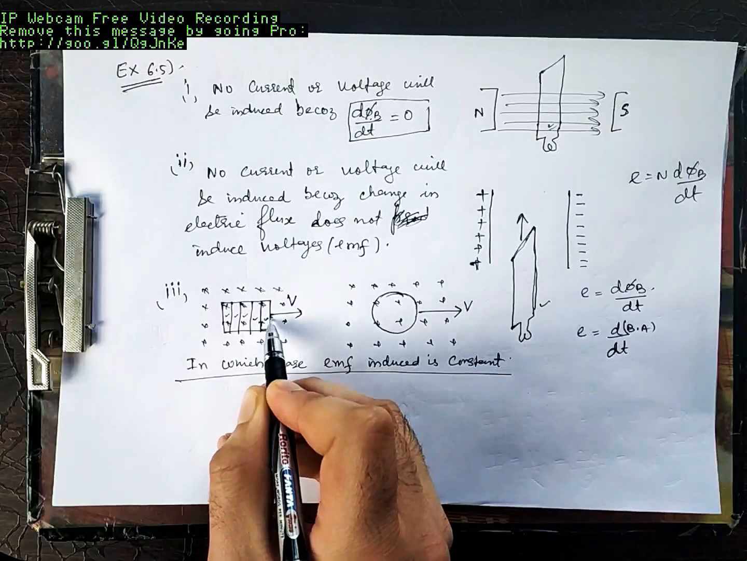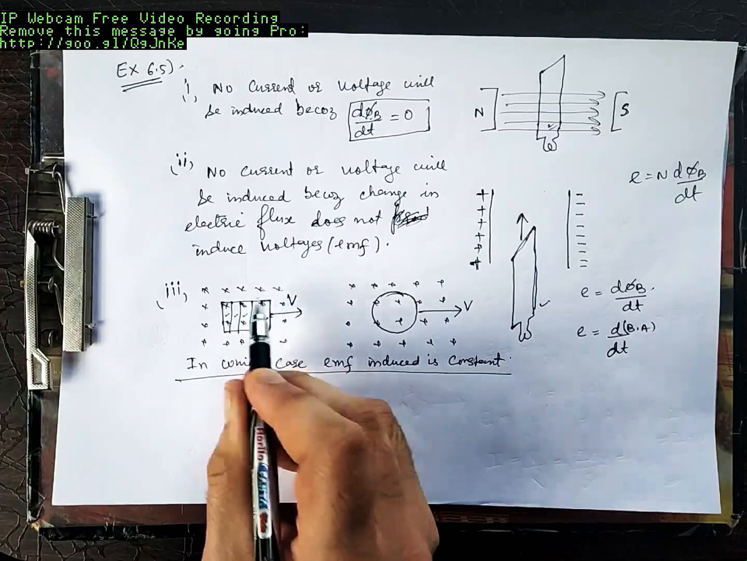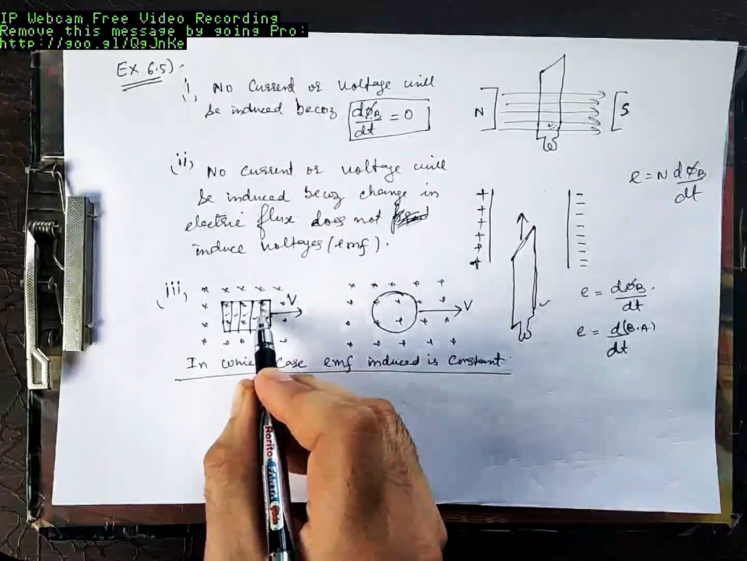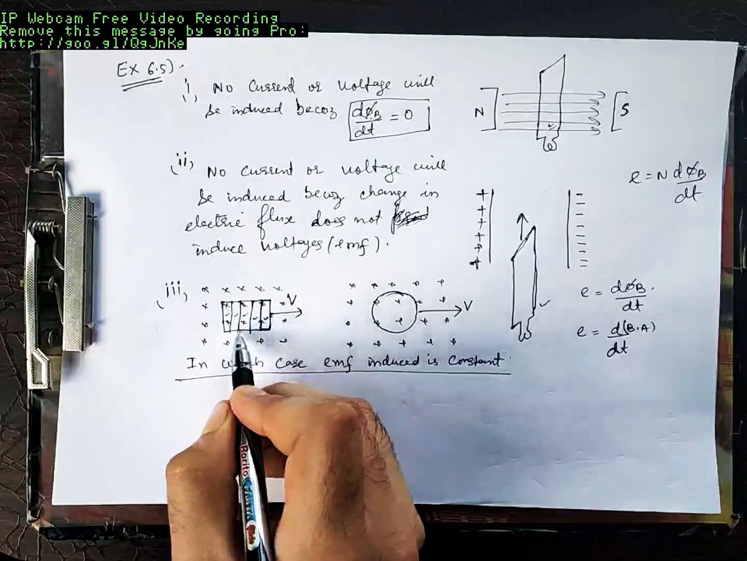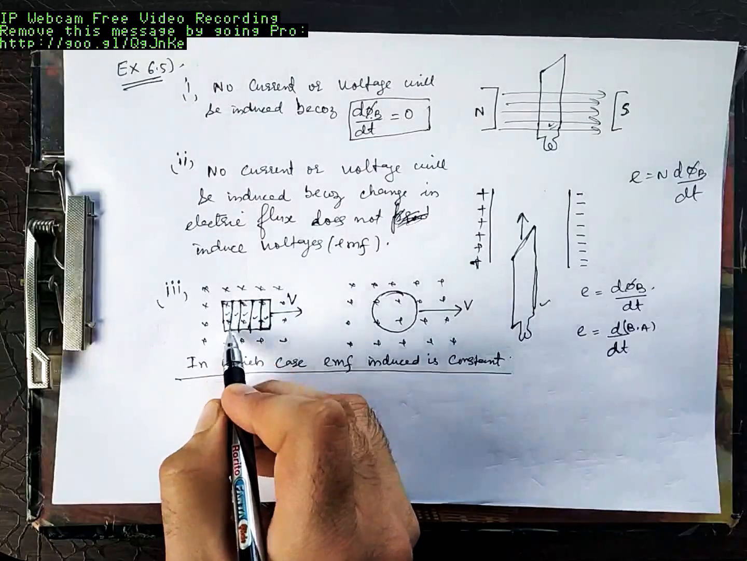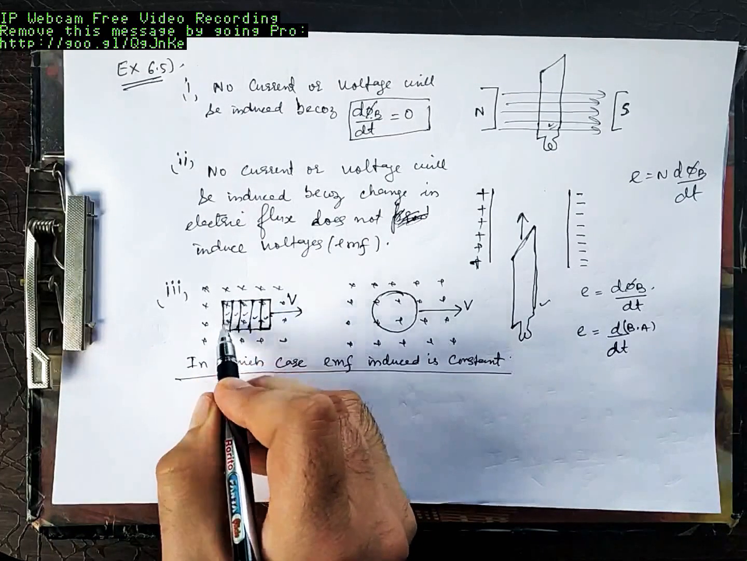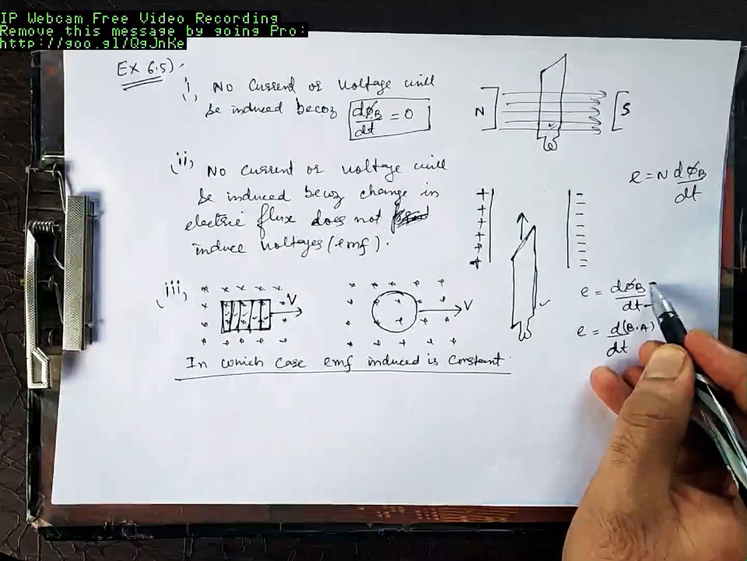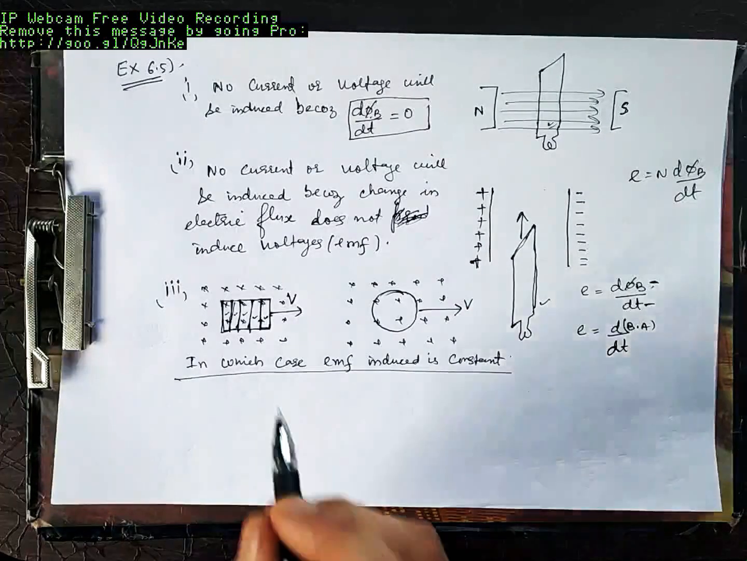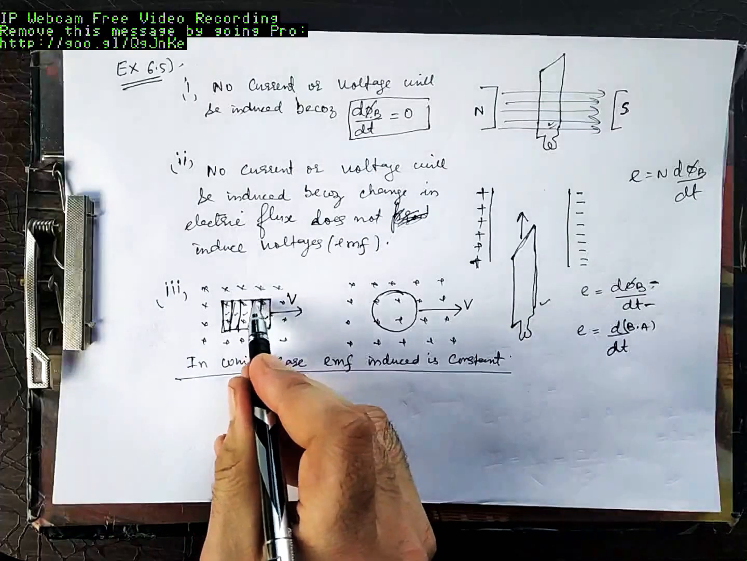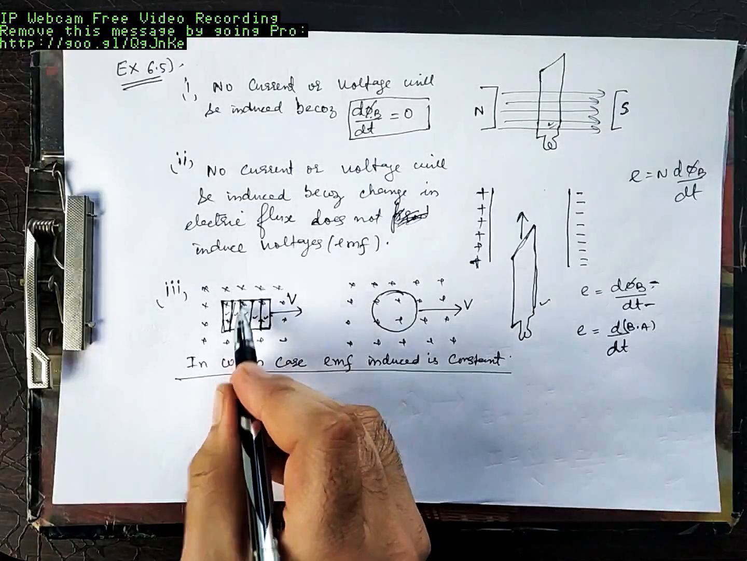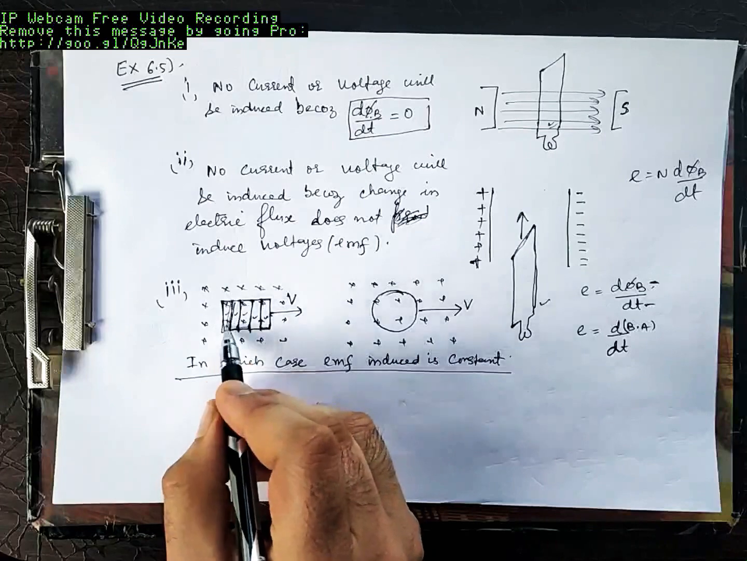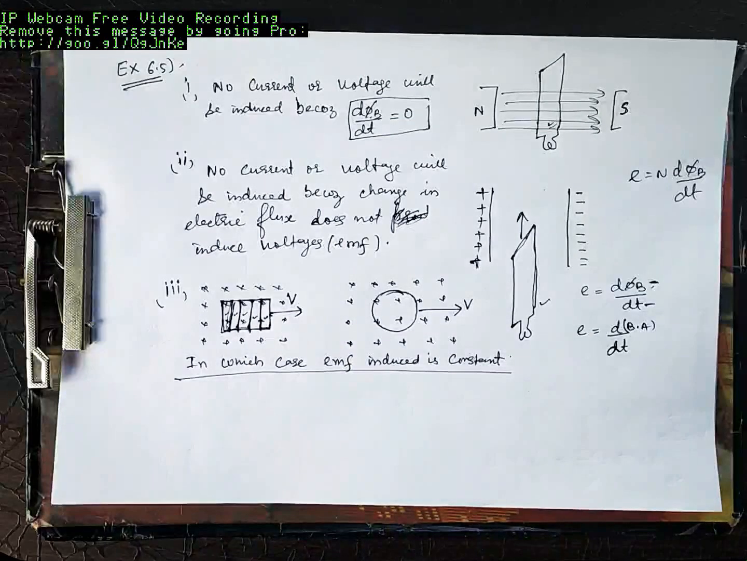So this much flux is decreased. In another second, this much flux is decreased. In each second, the same flux phi B decreases. In the first second, this much flux. Second second, this much. Third second, this much. Fourth second, this much flux. Fifth second, this much flux. In each second, the decrease in flux is the same.